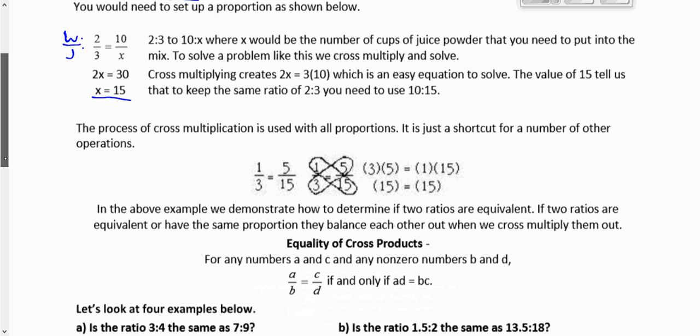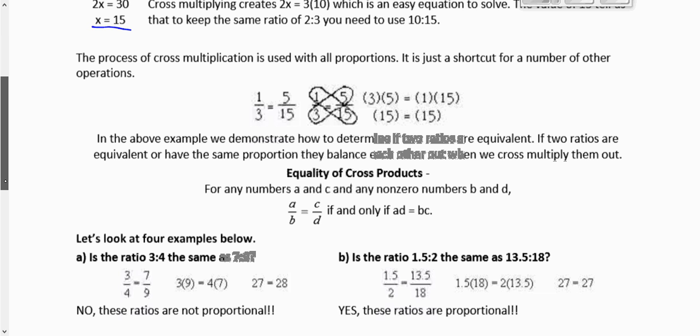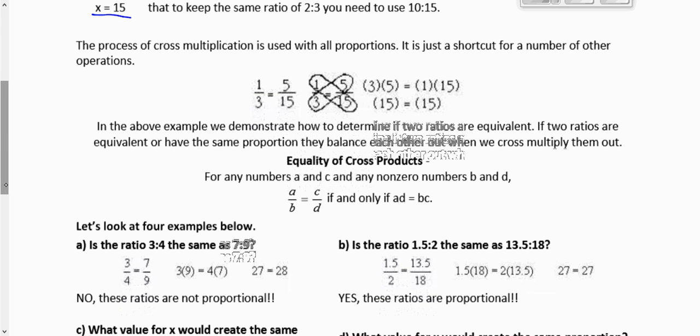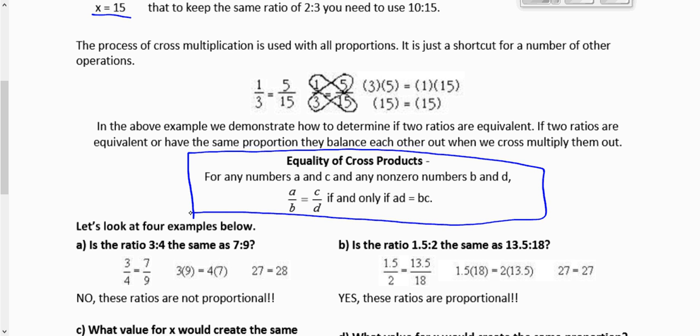So we have these cross products. What is a product in math? You know what a sum is. What's a product? The answer from multiplication. Yes, it's the result of multiplying, right? So we have this little thing here, equality of cross products. And this is how we work with proportions, cross multiply. So if any two numbers, A and C, and some non-zero two other numbers, B and D, if I have A over B equals C over D, then how do I get AD equals BC?